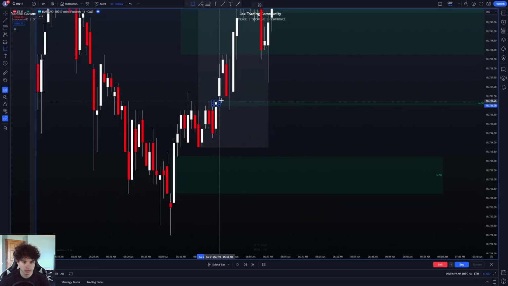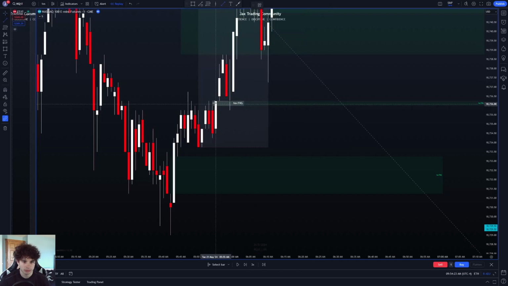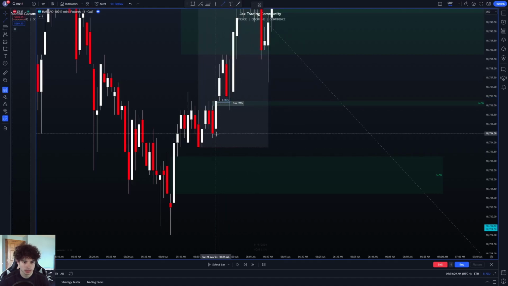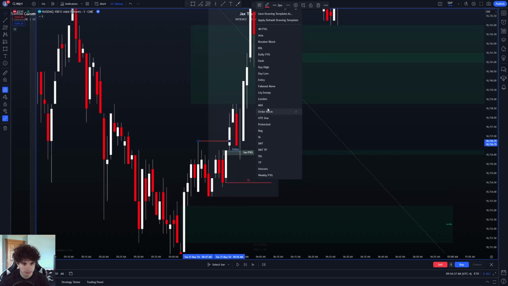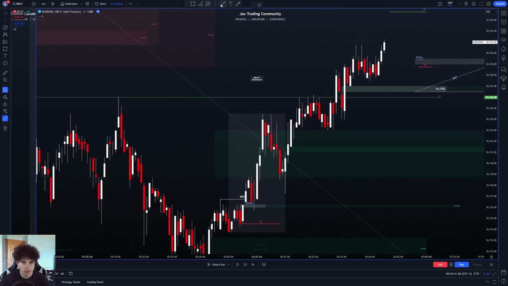And I'm actually going to add this right here. So you have this fair value gap, 1 minute. Your entry would be in this fair value gap. And then stop would be at this candle's low. Here could be your market structure shift. And your TP could be up at this high.